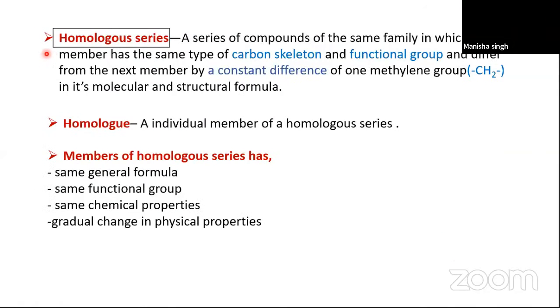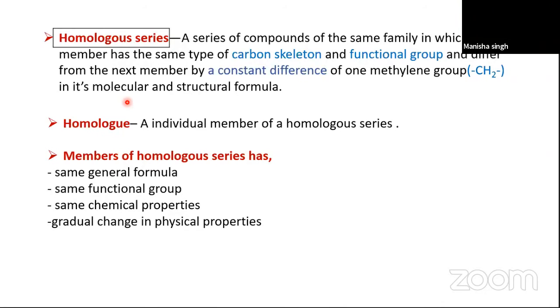Now, what is homologous series? A series of compounds of the same family in which each member has the same type of carbon skeleton and functional group, and differs from the next member by a constant difference of one methylene group in its molecular and structural formula. So you have seen the example of aldehyde. It has the same carbon skeleton and the same functional group. All the members have the same functional group, that is aldehyde, and then differ by a CH2 group.